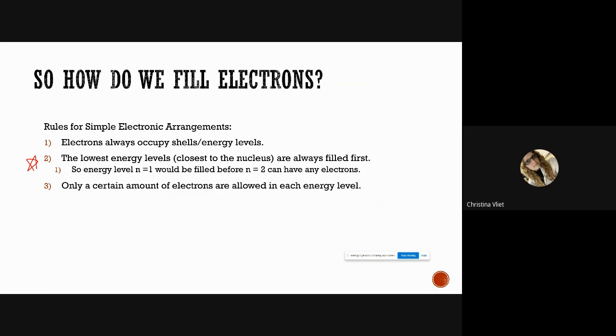And then the third one, only a certain amount of electrons are allowed in each energy level. And these specifics we have got to remember. And you may remember it once we go back over it. Do you remember how many electrons are held in energy level 1? Yep. Do you remember how many electrons are held in energy level 2?